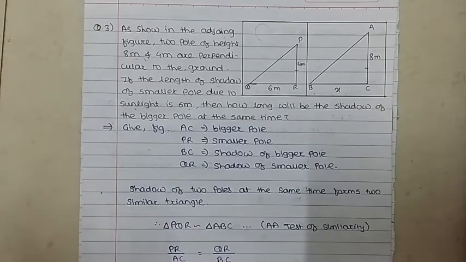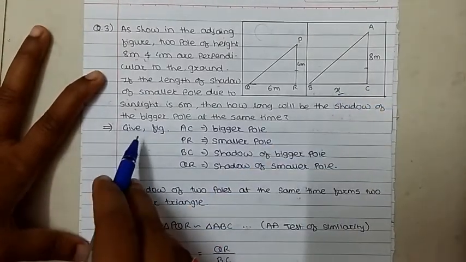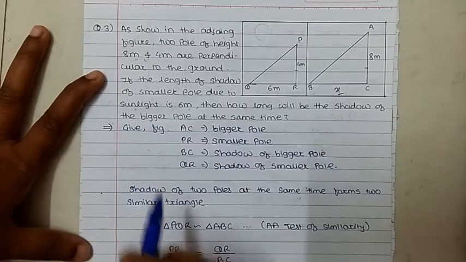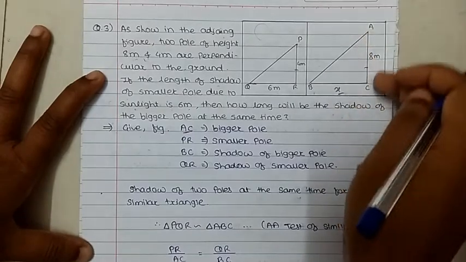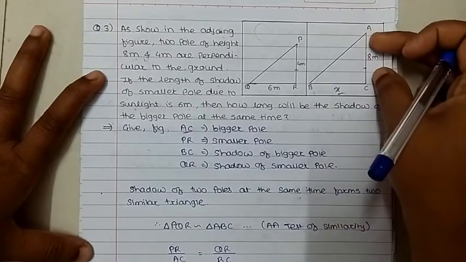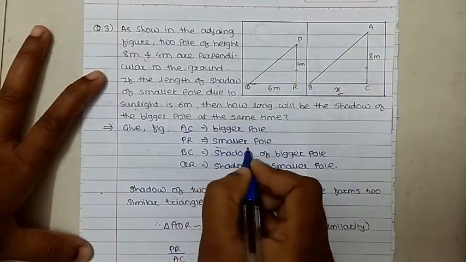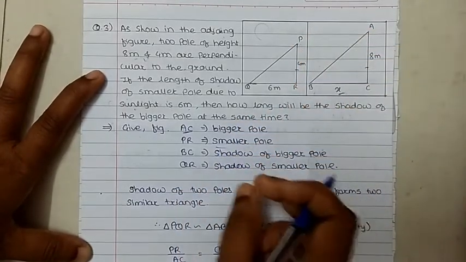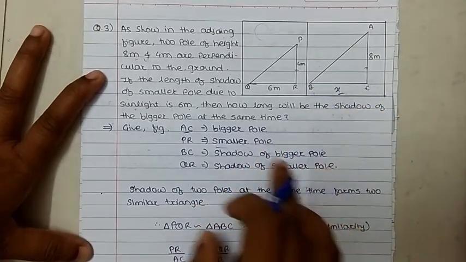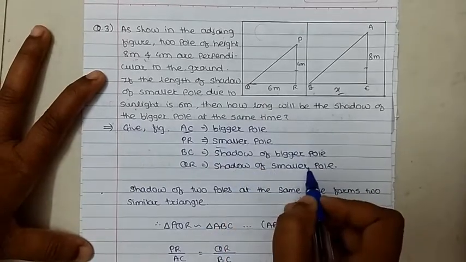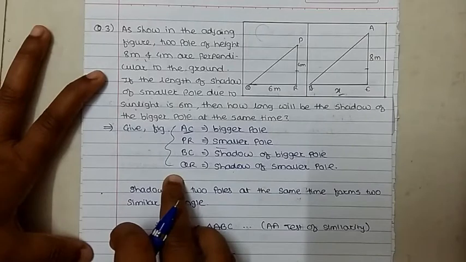So we have to calculate x here. First of all, write down the given part as it is. AC is the bigger pole. Similarly, PR represents the smaller pole. BC represents the shadow of the bigger pole, and QR represents the shadow of the smaller pole. This is a very important part. You should write it down in your answer.